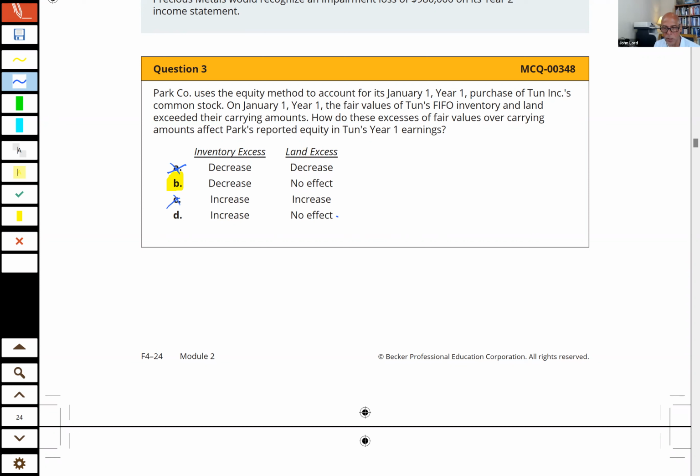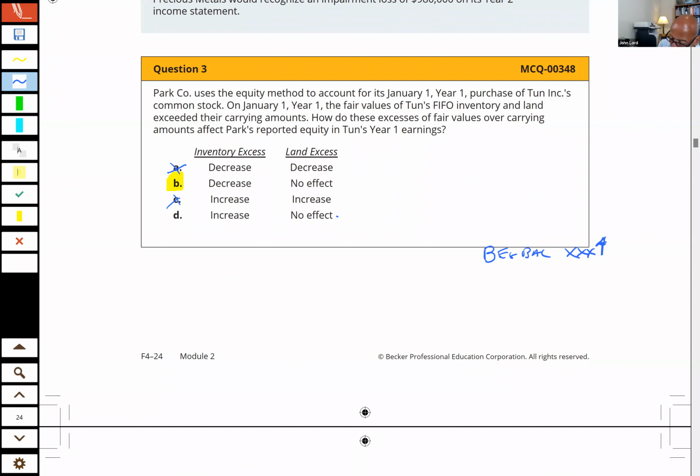That's my point about don't just pick C. Look to see if you can eliminate C if you're confused, right? There is no depreciation on land. But for the inventory, remember we have the beginning balance of inventory, okay? And we're saying that we would have written up the beginning value of that inventory for that higher fair value, wouldn't we?